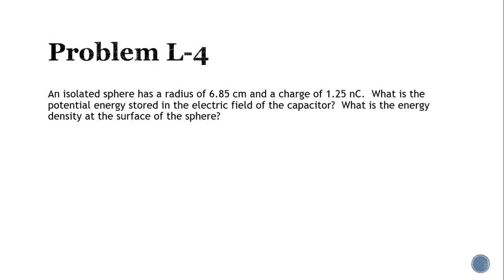So let's do a quick problem where I have an isolated sphere, and let's try to figure out the potential energy stored in this type of capacitor and the energy density at the surface of the sphere. So finding the energy is pretty easy: Q squared over 2C. I can find C for an isolated sphere, and so if I plug everything in, I get that the amount of energy stored in this sphere is 107 nanojoules.